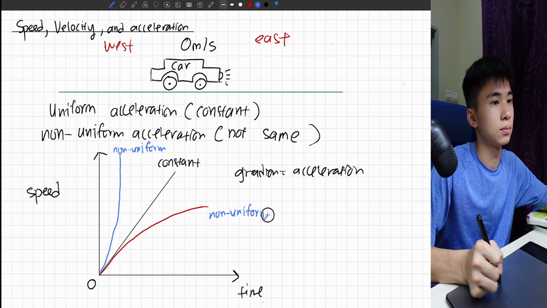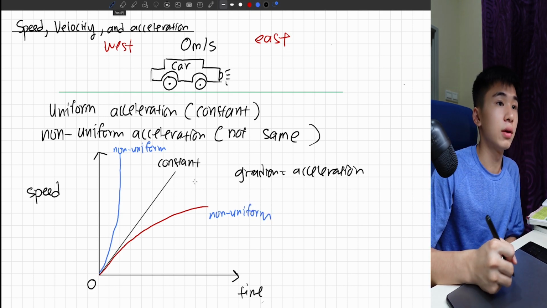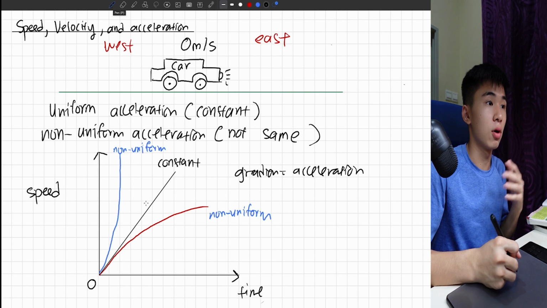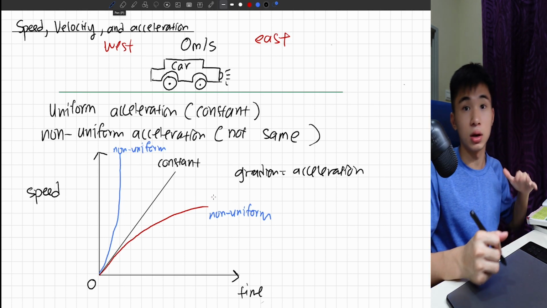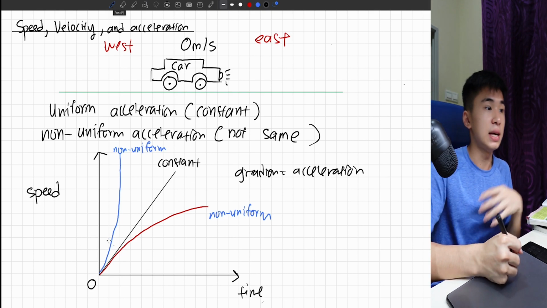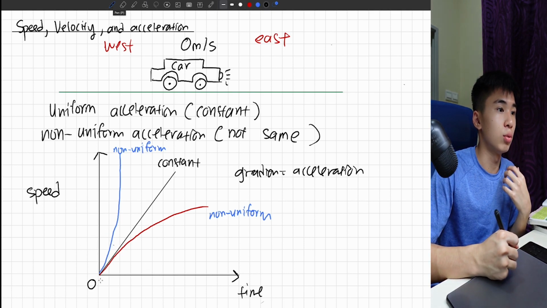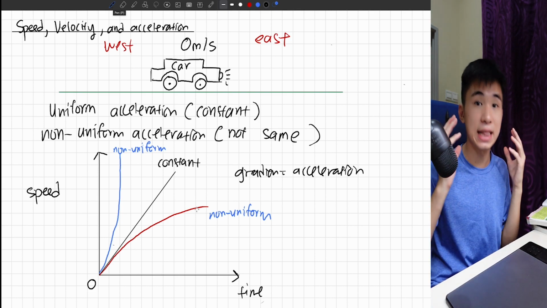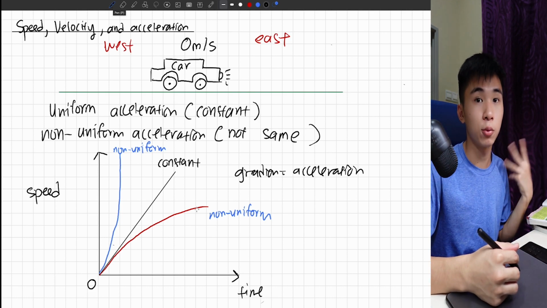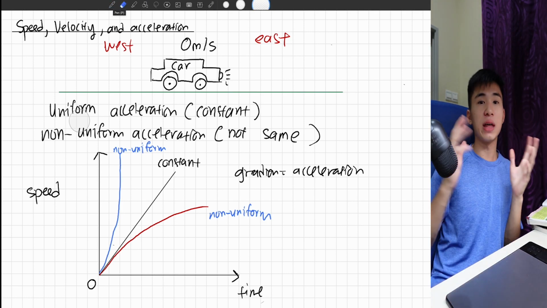So for this straight line graph, the acceleration will be the same, and for this non-uniform graph, it will be a curved line. Either you curve it upwards or you curve it downwards, but both are non-uniform acceleration, meaning non-uniform gradient.